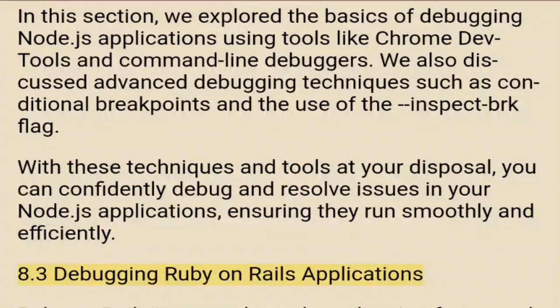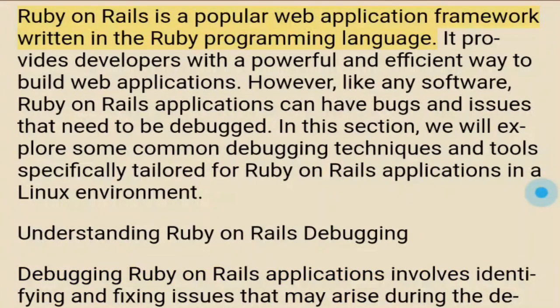8.3 Debugging Ruby on Rails applications. Ruby on Rails is a popular web application framework written in the Ruby programming language. It provides developers with a powerful and efficient way to build web applications. However, like any software, Ruby on Rails applications can have bugs and issues that need to be debugged. In this section, we will explore some common debugging techniques and tools specifically tailored for Ruby on Rails applications in a Linux environment.